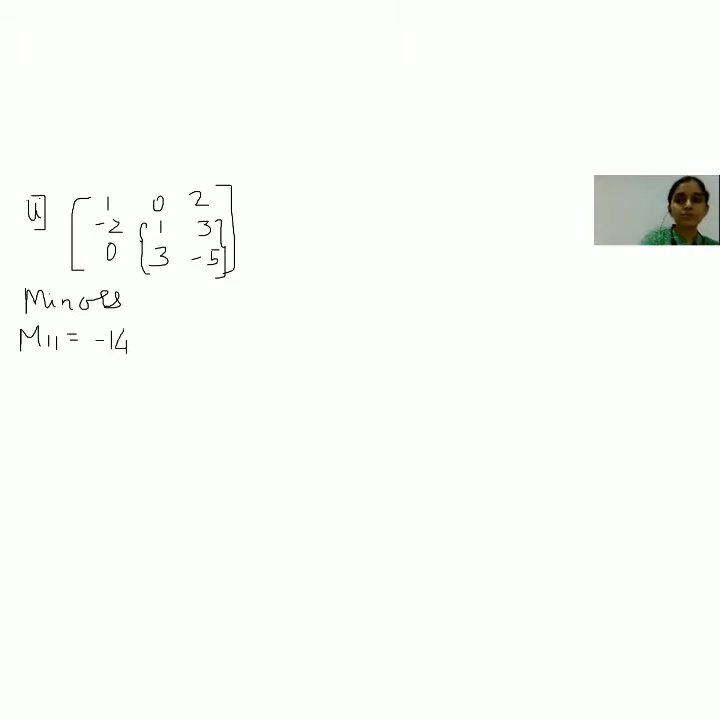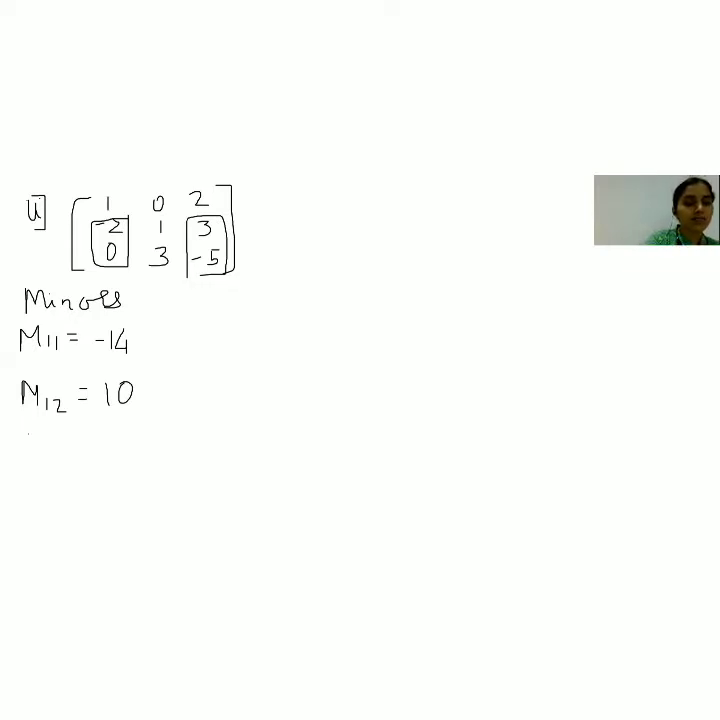Okay, then next one, M12, that is first row, second column. Okay, so M12 is first row, second column. When you hide that, then you're left with these two and these two elements here. So let's find the determinant value. Minus 2 into minus 5 is 10. 10 minus 0 is 10. Okay, so M12 is 10.